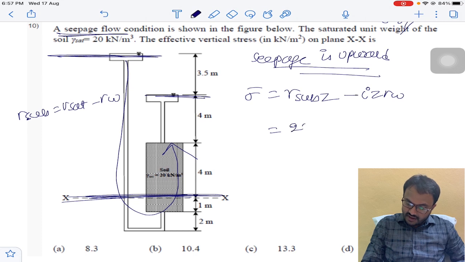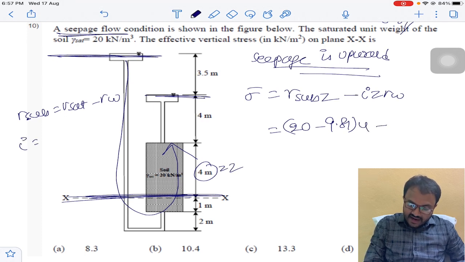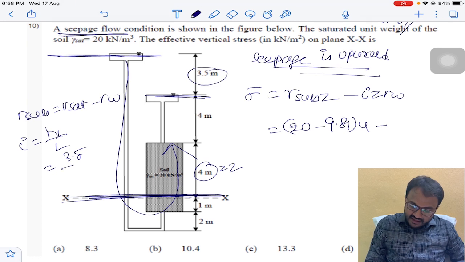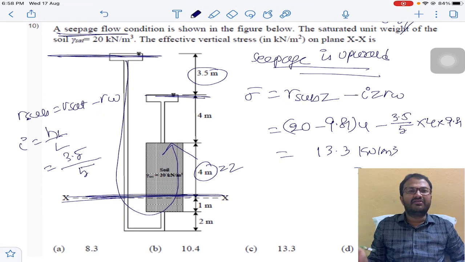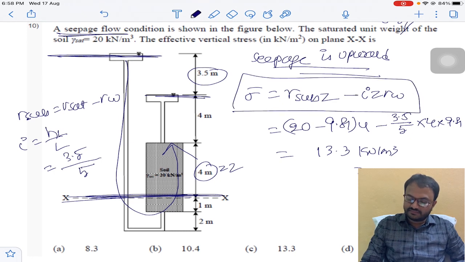Okay, so gamma sat is 20, gamma w is 9.81. What is the depth of the sample? Z is equal to 4. Hydraulic gradient i is equal to h by L, that is head loss by length of the sample. Head loss is equal to 3.5 meter here and length of the sample is 5 meters. So 3.5 divided by 5, and Z is equal to 4, into 9.81. If you solve this equation, it is 13.3 kilonewton per meter cube. Only one equation. Hardly you require much if you know this formula.